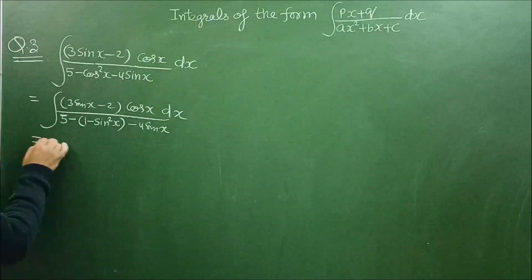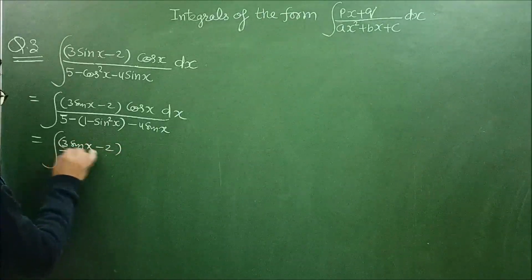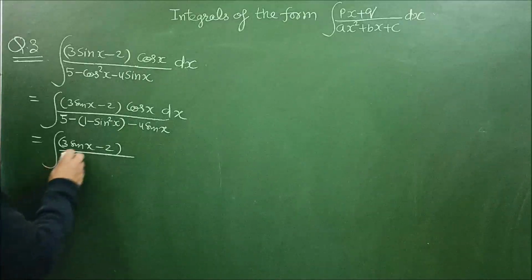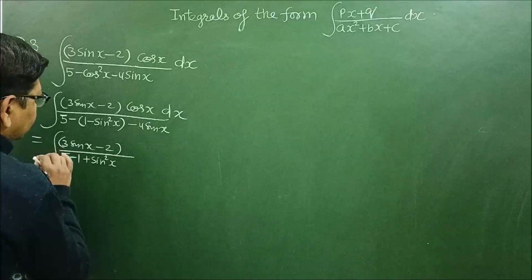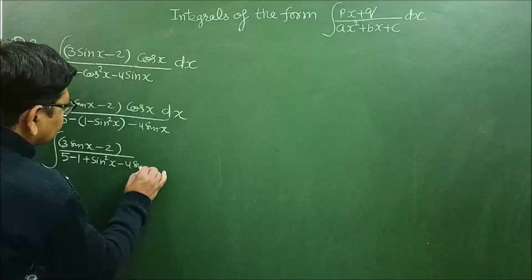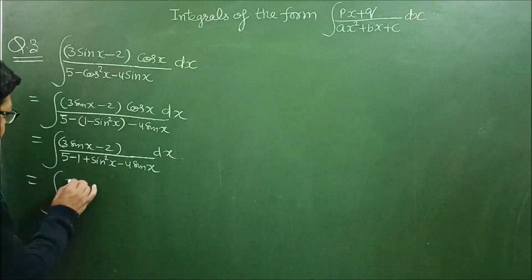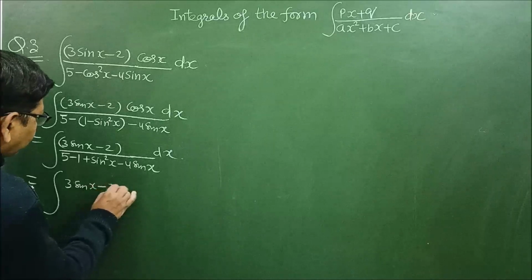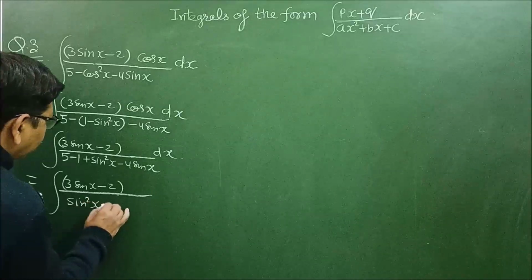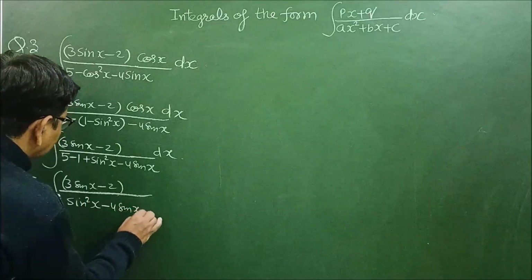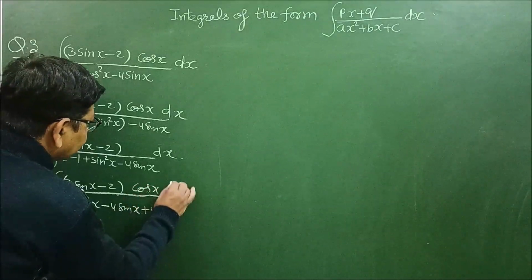And now this is equal to the integral of (3 sin x − 2) upon 5 − 1 + sin² x − 4 sin x, cos x dx. So this is equal to the integral of (3 sin x − 2) upon sin² x − 4 sin x + 4, cos x dx.